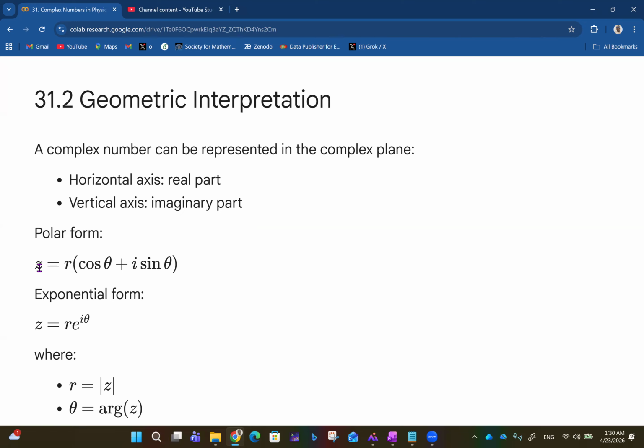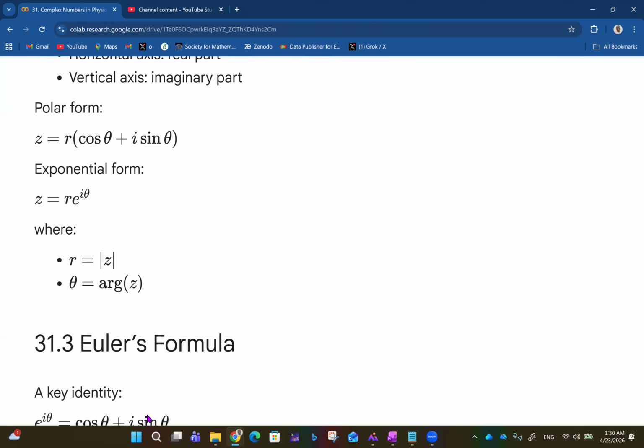Then in the polar form, you have z equals r times cos theta plus i sin theta. In exponential form, since cos theta plus i sin theta, according to the Euler formula, is the same thing as e raised to i theta, then z will now be r e raised to i theta, where r is the modulus of z, which is the square root of x squared plus y squared, for z equals x plus iy. And theta is the argument of z. Theta is the same thing as arctan of y over x.